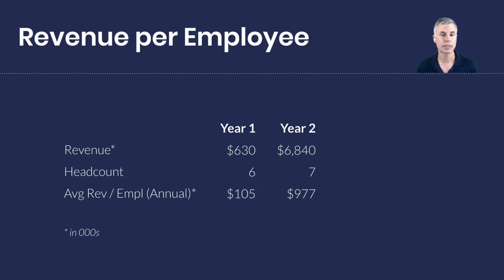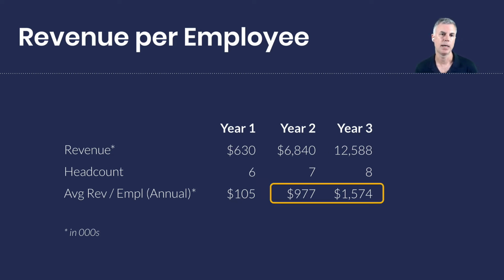So 105,000, totally fine. Now let's look at year 2. We 10x'd, 11x'd the revenue, added 1 person, and now we're pushing $1 million, $977,000 in average revenue per employee per year. That's starting to get high, right? We're above our $600,000 recommended ceiling. And then in year 3, we double revenue, only add 1 person, and now we're at 1.5, 1.6 million in revenue per employee. So those numbers start to be a little high, both for investors, but also for ourselves and for the employees we're hiring, right? If we're hiring people, we want to make sure we're doing this responsibly and that we can actually afford them, and we're not hiring more people than we can afford.